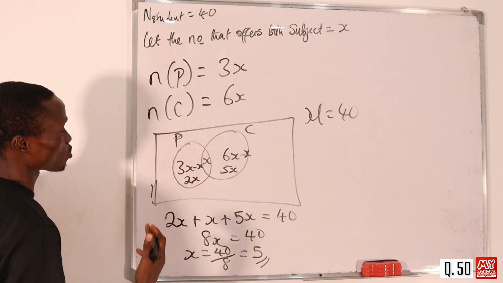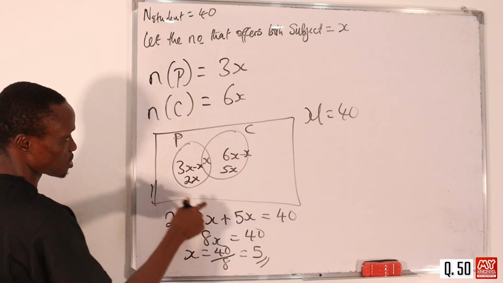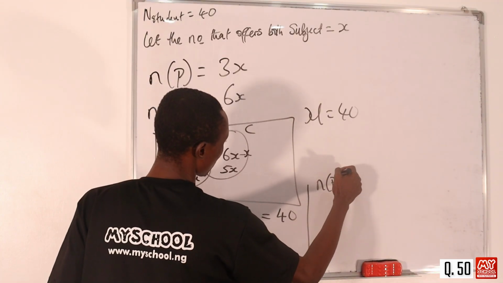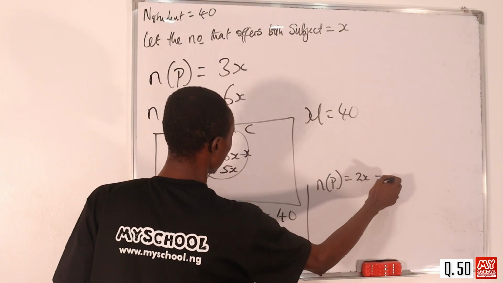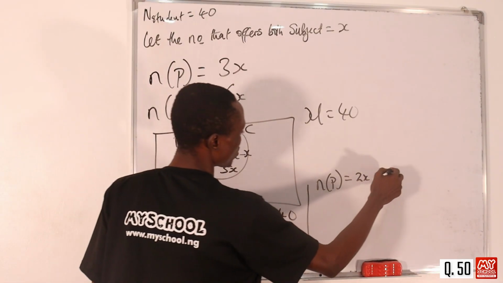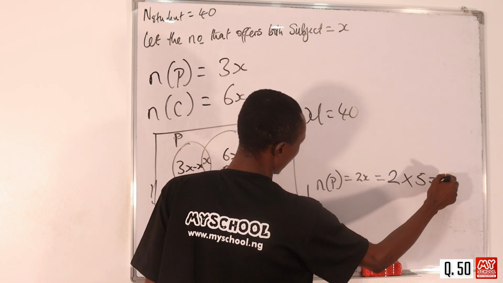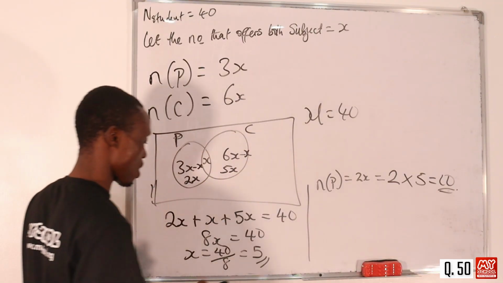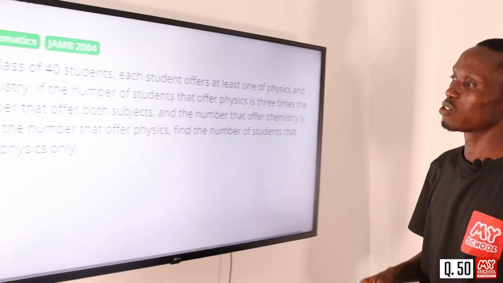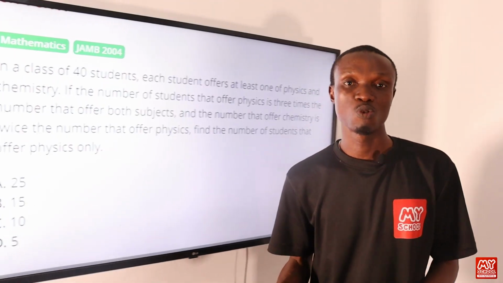Now, in this question, we are asked to calculate the number of students that offer physics only. So 2x here represents the number of students that offer physics only. So to get the number, we just replace x with 5, which we have calculated from here, so that the number of students that offer physics only is equal to 2 times 5, which is equal to 10. So 10 students offer physics only. So let's return back to the screen to pick the correct answer to this question, and that is option C, 10 students.